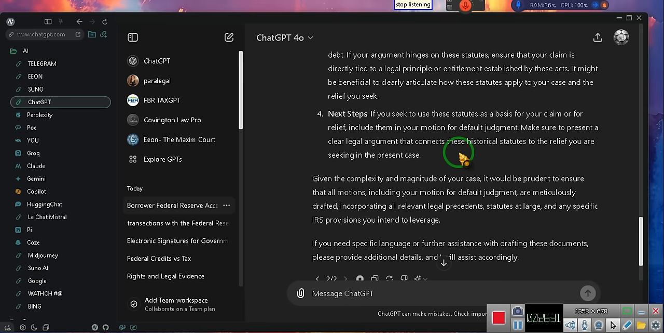Given the complexity and magnitude of your case, it would be prudent to ensure that all motions, including your motion for default judgment, are meticulously drafted, incorporating all relevant legal precedents, statutes at large, and any specific IRS provisions you intend to leverage. If you need specific language or further assistance with drafting documents, please provide additional details, and I will assist accordingly.